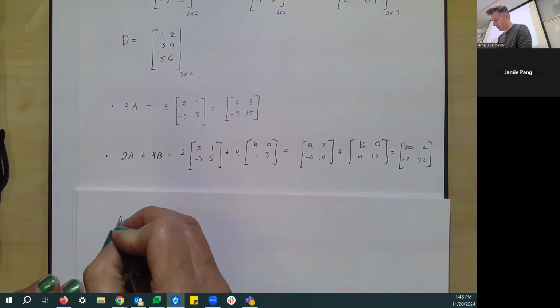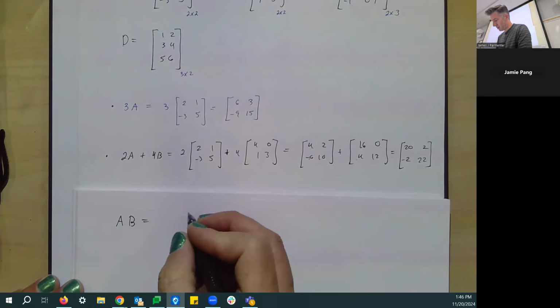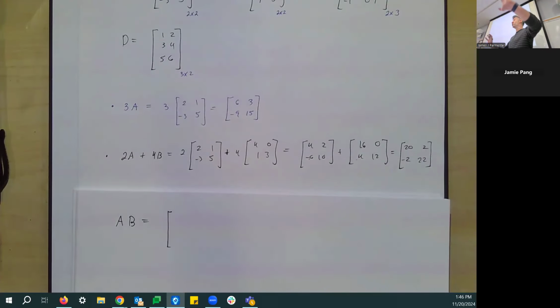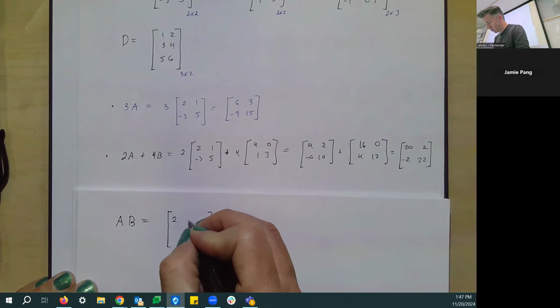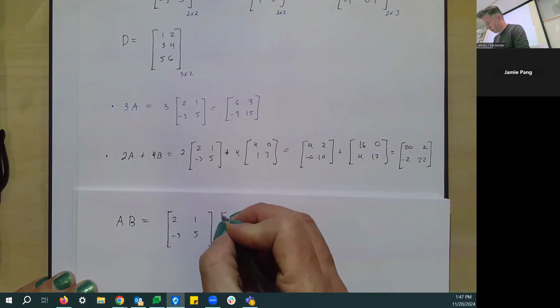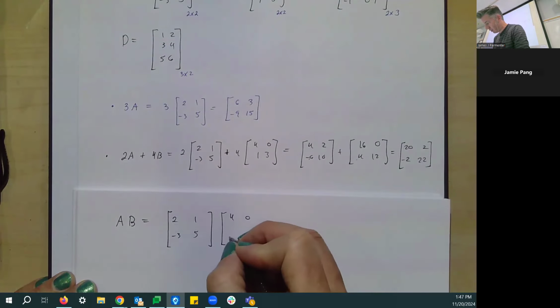Let's find A times B. That's going to be the first matrix. And order is super important here. So unlike most of mathematics you've been seeing so far in your life, where in multiplication the order does not matter, like 2 times 3 is equal to 3 times 2, that is not true when it comes to matrix multiplication. A times B is not the same as B times A, and we'll see that here in a minute. So A times B is going to be the matrix A, which is 2, 1, negative 3, 5, multiplied by the matrix B, which is 4, 0, 1, 3.